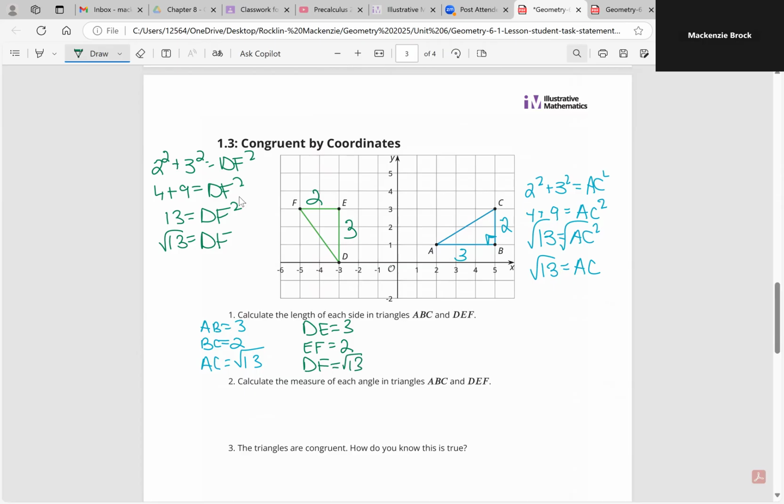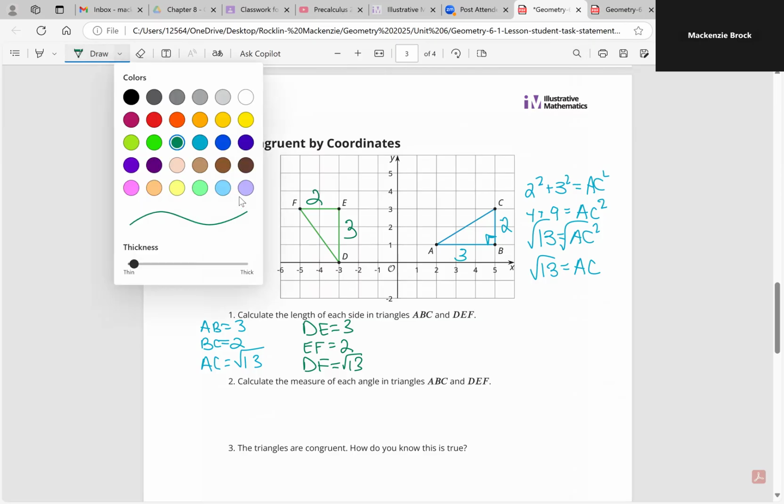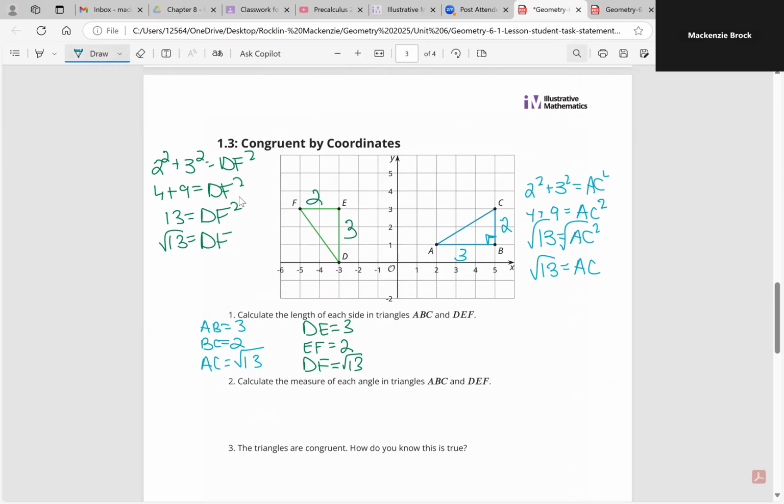Calculate the measure of each angle. Well, angle B is going to be 90 degrees because it connects a horizontal line and a vertical line. So now let's find A. We're going to have to use trig. The opposite side is 2. The adjacent side is 3. And I could have used the square root of 13 if you wanted to. I just always use the easier ones.